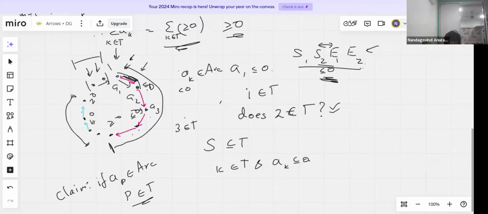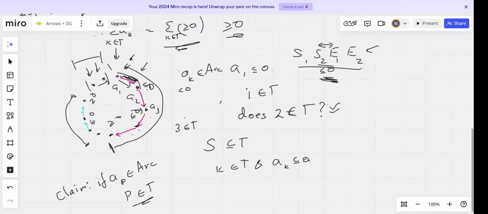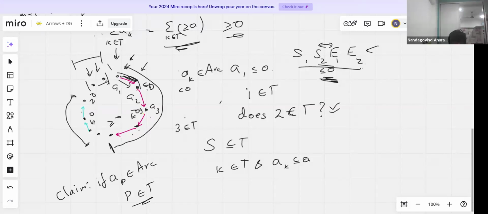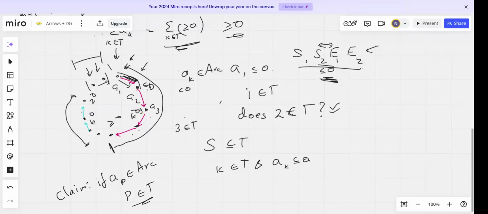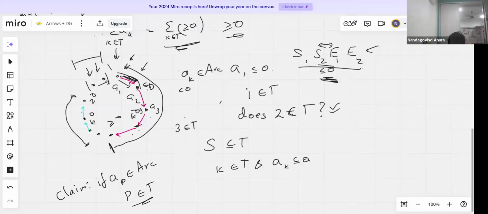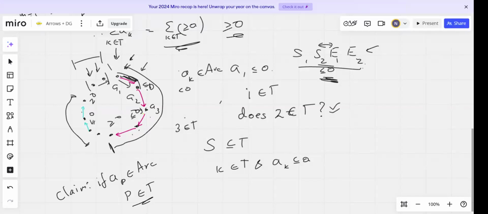If we delete the vertex AK or AP, then we will get at least one arc or two arcs, so one of them must be greater than or equal to zero, which is a contradiction.